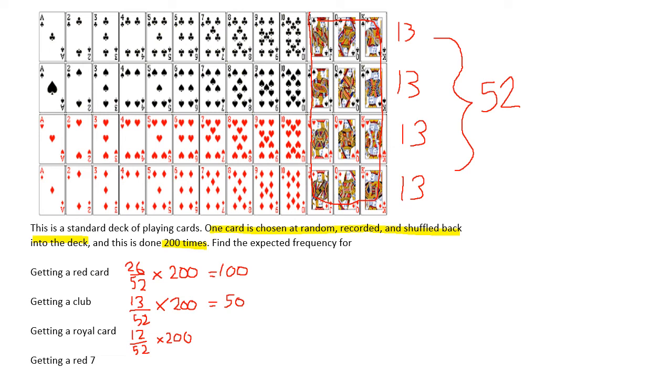And that's equal to 46.2. Now, do we round that up and say we expect 46 royals or 47? No, we don't. It's just an expectation. We're saying on average, what would we expect to get?